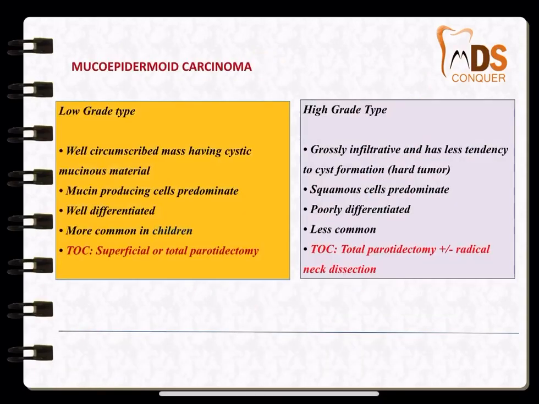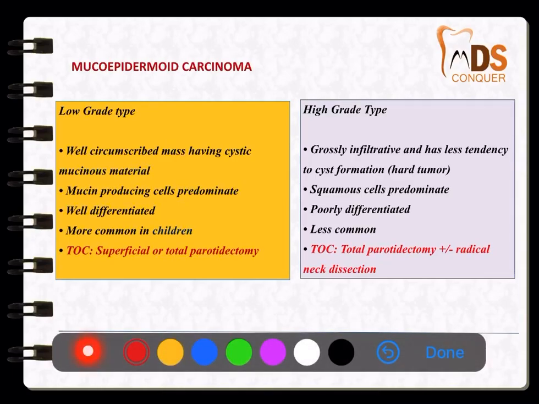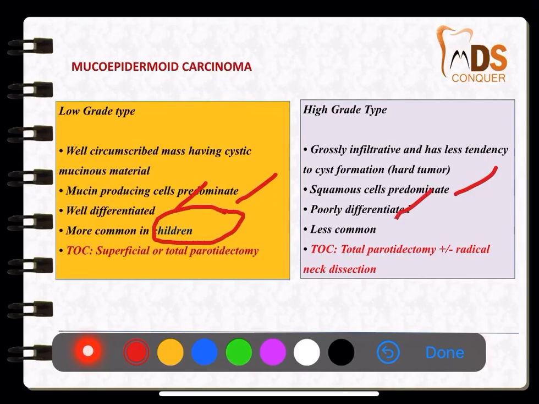Next, coming to the most common malignant tumor, the mucoepidermoid carcinoma. It again has a low grade and a high grade. These are the differentiating features. Low grade is well circumscribed, having cystic mucinous material, whereas high grade is grossly infiltrative and has less tendency to form cysts, or it is a hard tumor. Next, in low grade, mucin-producing cells are predominating; here in high grade the squamous cells are predominating. This is well differentiated, this is poorly differentiated. Low grade is more common in children, and high grade is less common. So these are the differentiating features.